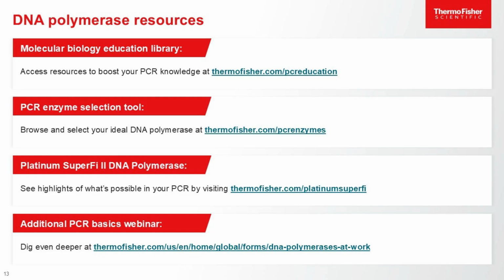To further assist you, we have several resources available. The Molecular Biology Education Library, which provides information on various molecular biology techniques and applications. The PCR enzyme selection tool, which can help you choose the right DNA polymerase for your specific needs. Information on the Platinum SuperFi II DNA polymerase, including detailed product specifications and application notes. And additional PCR Basics webinars, which cover various aspects of PCR and provide practical tips and insights.